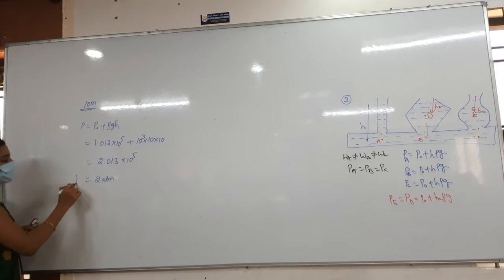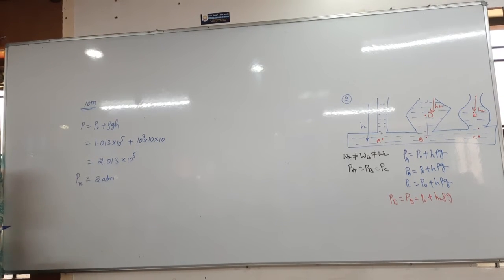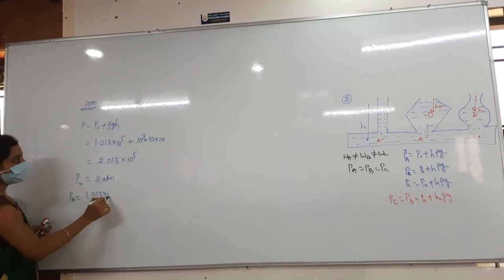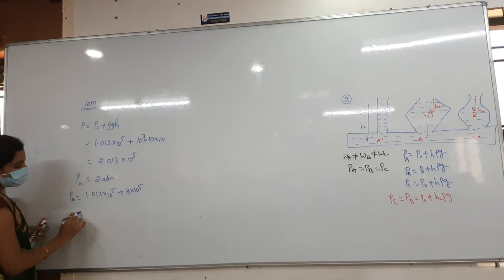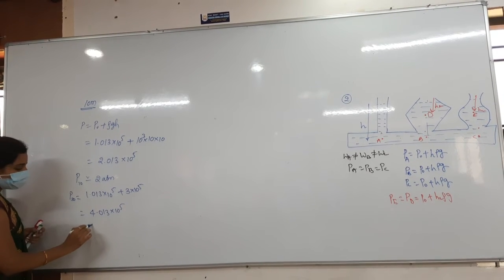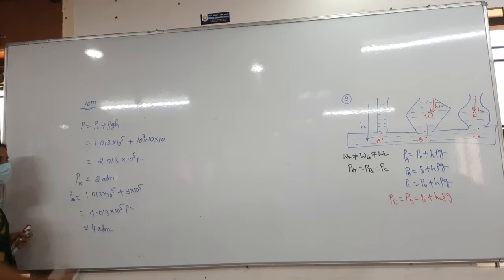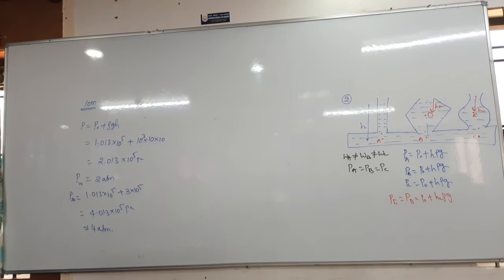This is the pressure at 10 meters depth. Then the pressure at 30 meters depth: P30 is equal to again 1.013 into 10 power 5 plus 3 into 10 power 5. Then this will be 4.013 into 10 power 5, approximately 4 atmosphere. This is in Pascal, and in atmosphere. Either way you have to get the answer. Clear? That's a very easy problem. Next one is a U-tube problem, we'll see.